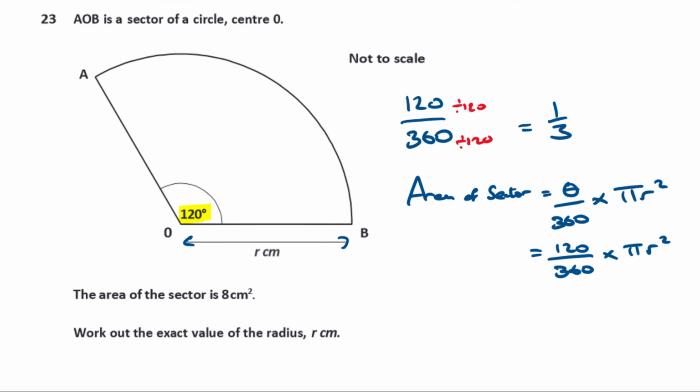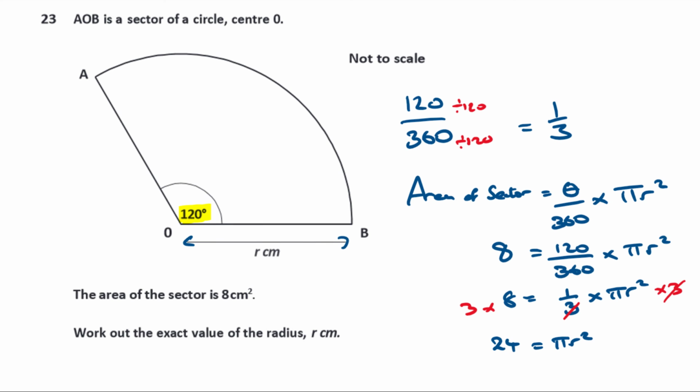Now r is what we want to find, isn't it? Okay, and we know the area of the sector is 8. Okay, so I can sub that in on that side. We already worked out the 120 over 360. That simplifies to 1/3. So 1/3 lots of pi r squared. Okay, so we need to try and get r by itself. Now we can do that by times in both sides by 3 to start with. That's going to cancel with that, leaving me with 8 times 3, 24, is equal to pi r squared.